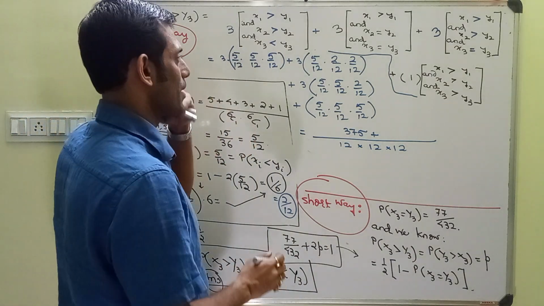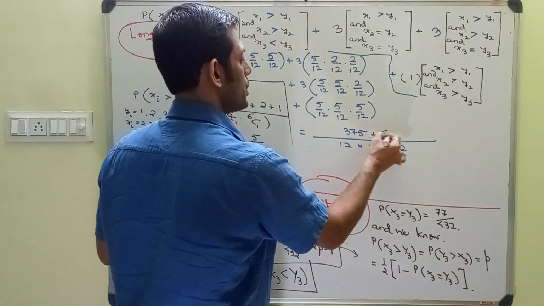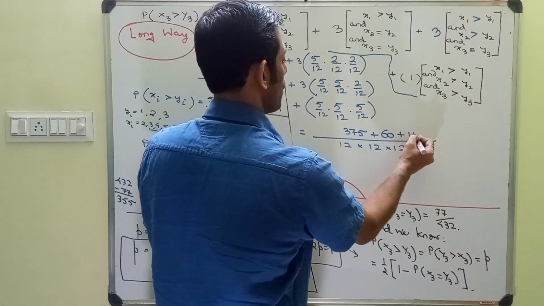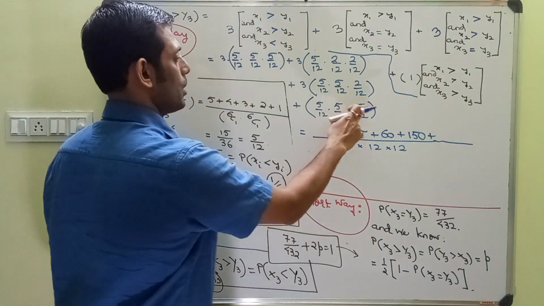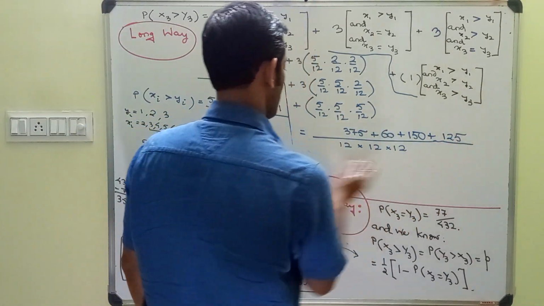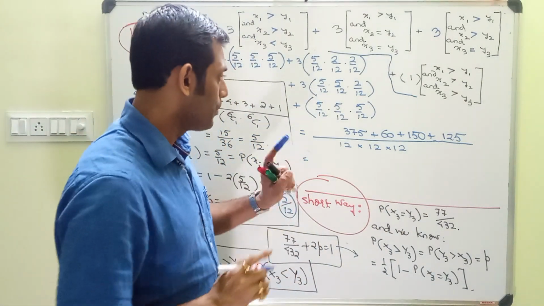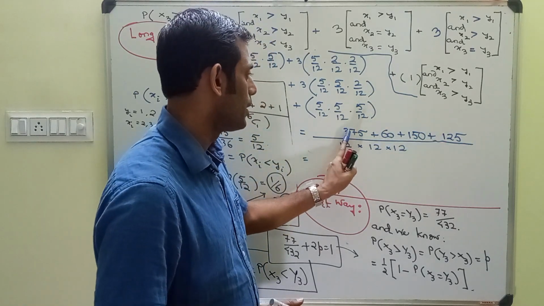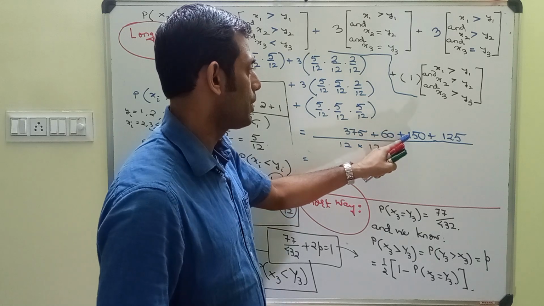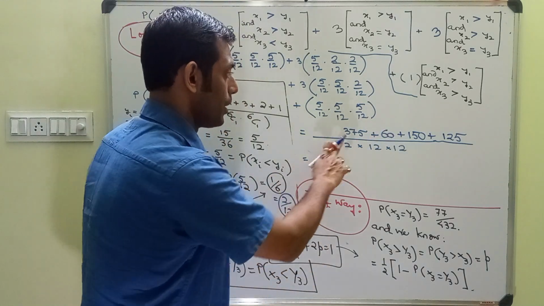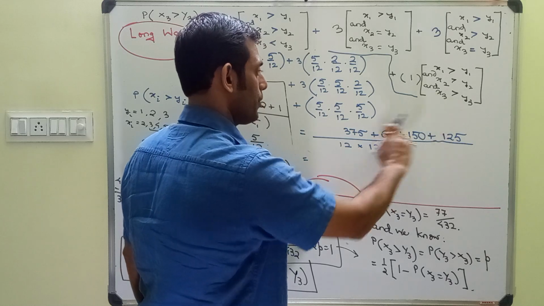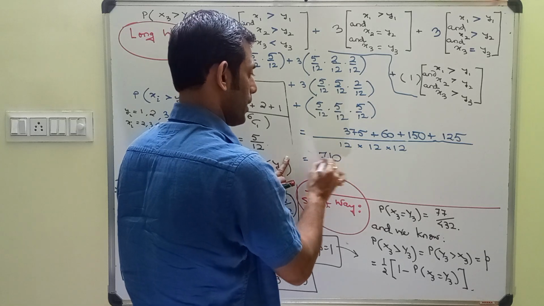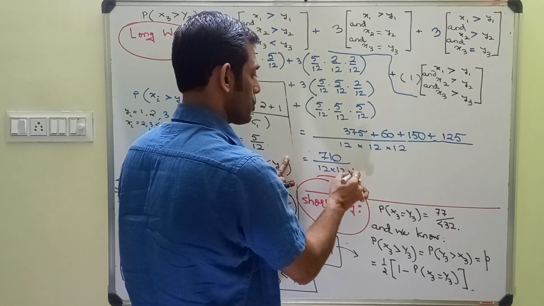So this is 375. 15 into 4, 60. 25 into 2, 50 into 3, 150 plus 125. How much does that make? That makes 400 plus 100, 500, 600, 710. 710 by 12 cross 12 cross 12.